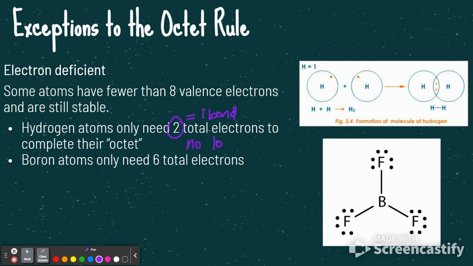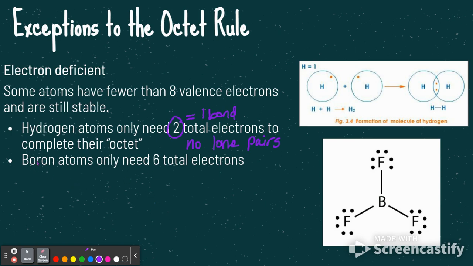Okay, it is perfectly satisfied with just 1 bond, no lone pairs. You can see here in this example to the right, this hydrogen has 1, this hydrogen has 1, and they will share those 2, and they are perfectly satisfied just like that. So hydrogen never has lone pairs, only ever gets 1 bond, never double bonds, never triple bonds, okay?